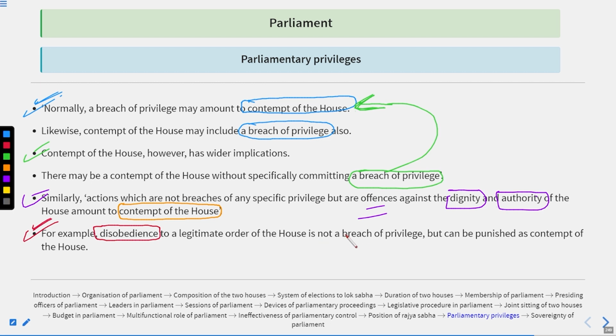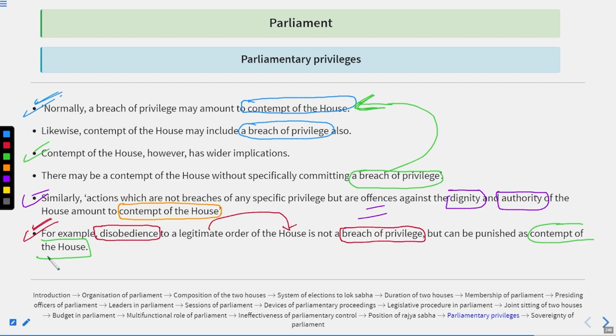So that will not be a breach of privilege. It will not be considered under the breach of privilege, but because this is disobedience to a legitimate order of the house, it could be considered under the contempt of the house. Remember this. For example, disobedience to a legitimate order of the house is not a breach of privilege, but can be punished as contempt of the house. Got it?